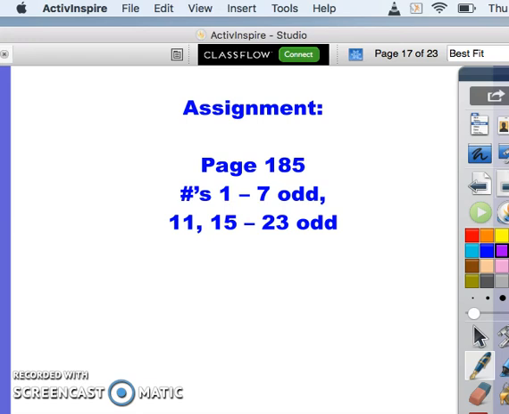Your assignment is page 185, 1 through 7 odd, 11, 15 through 23 odd. You're going to be practicing finding the slope from 2 given points.